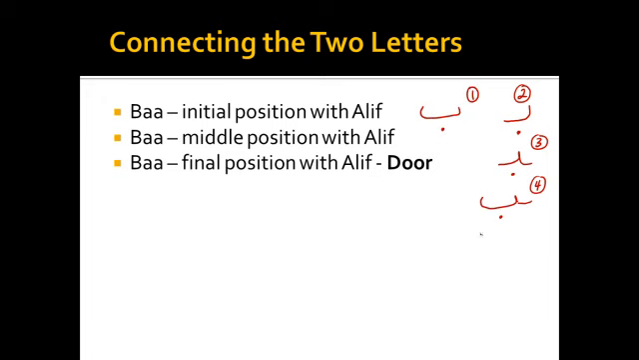Now, let's look at the word bab. So the ba here, notice that it connects to a letter before, a letter after it. And so this would be which ba here? This would be number 2. So that looks like this.